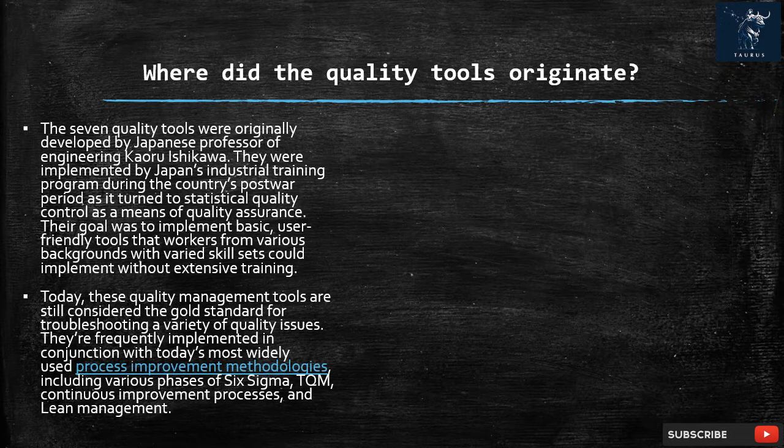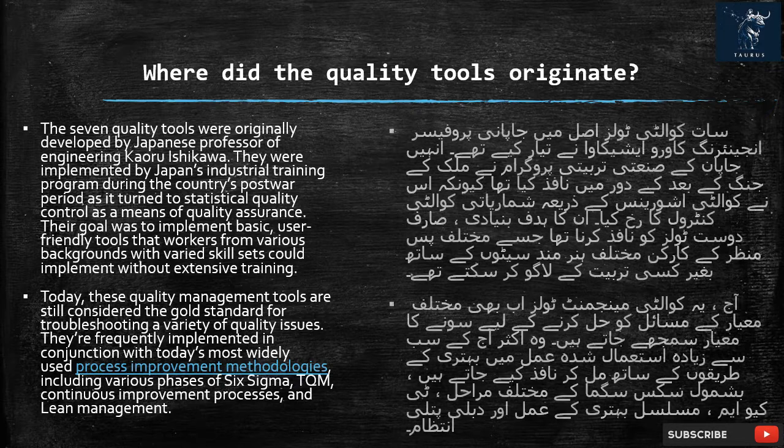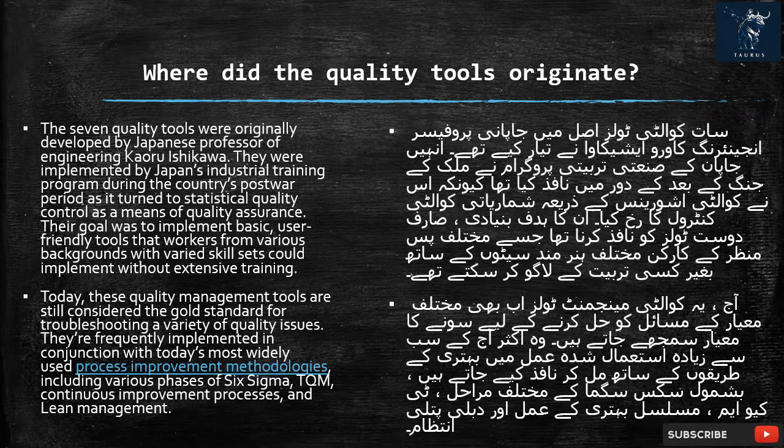Their goal was to implement basic, user-friendly tools that workers from various backgrounds with varied skill sets could implement without extensive training. Today, these quality management tools are still considered the gold standard for troubleshooting a variety of quality issues. They're frequently implemented in conjunction with today's most widely used process improvement methodologies, including various phases of Six Sigma, TQM, continuous improvement processes, and lean management.